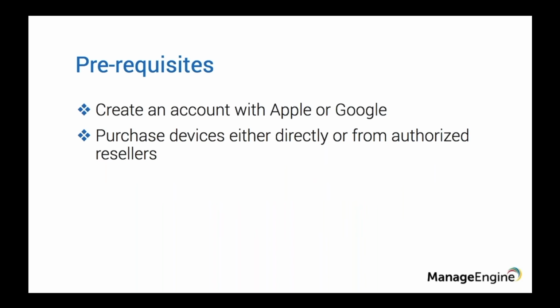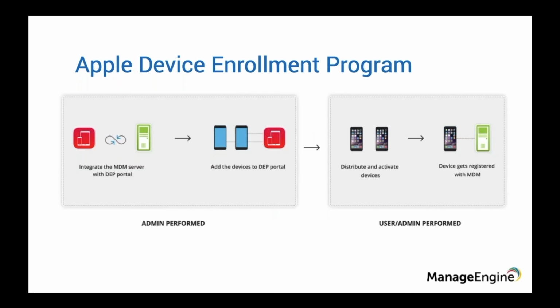Yes, we do provide you with a fully automated out-of-the-box enrollment method, but there are certain prerequisites. The first is that you need to create an account with Apple in case you want to enroll iOS devices, or Google in case you want to enroll Android devices. The next prerequisite is that the devices must have been purchased either directly or from authorized resellers. Now we look at each of these methods in greater detail.